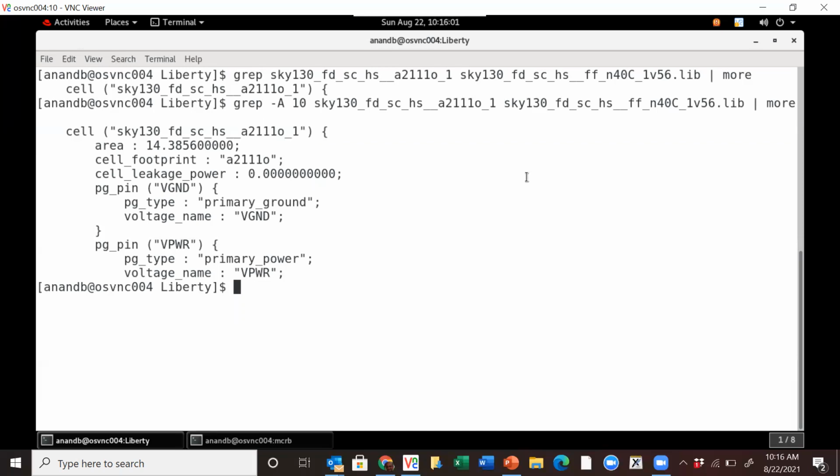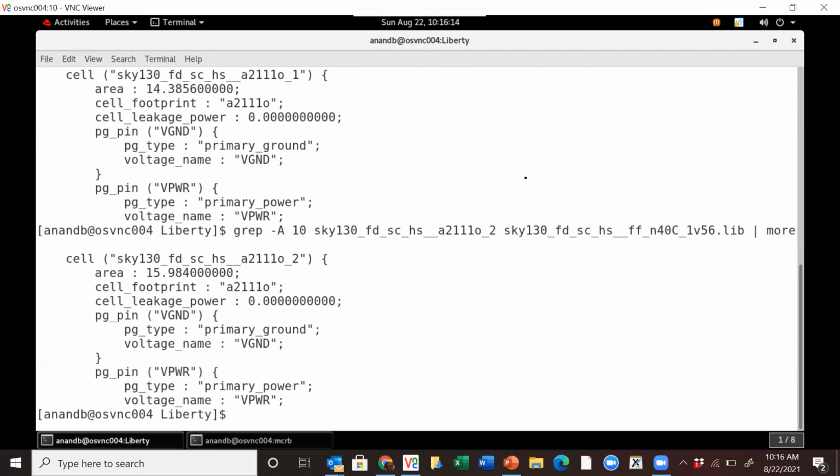Okay. If I took a higher drive strength, let's look at drive strength 2 and see if its area changes. Take drive strength 2 instead of 1, and let's see what we get. And you can see the area is increased. So for drive strength 1, the area is 14.38. For drive strength 2, the area is 15.98.